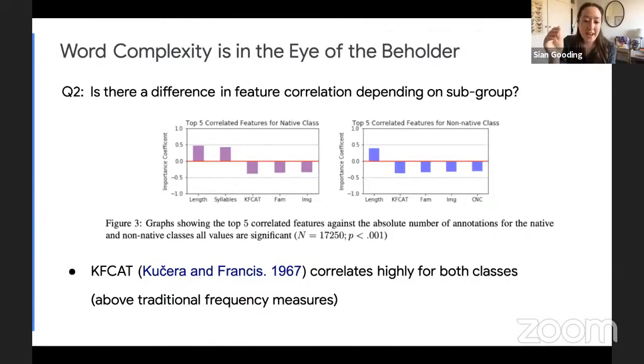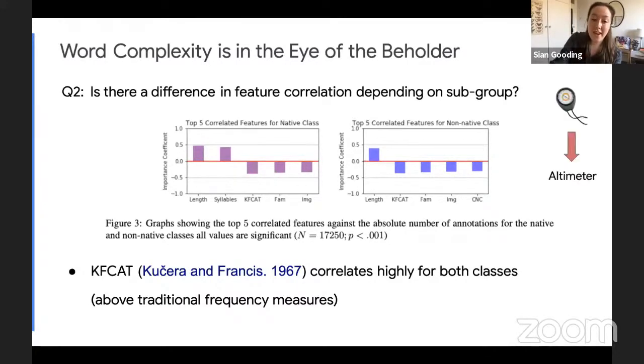So KF-CAT is, well, I'll explain first of all, the reason why frequency is very informative for word complexity is because ultimately it's a proxy for how likely it is that you will have encountered that word before. If there's a highly frequent word, it's likely that you'd have seen it before. You'd have had more exposure, so you'd find it less complex, or you probably know what it means.